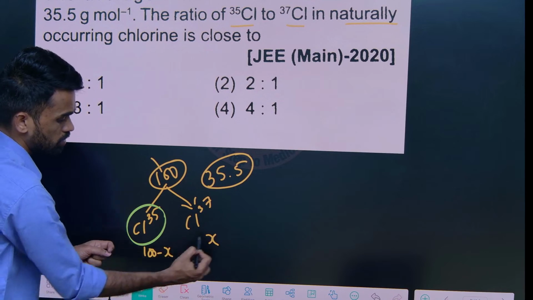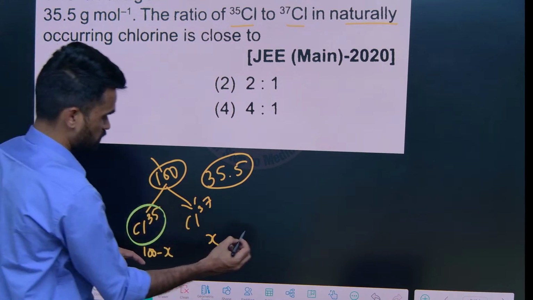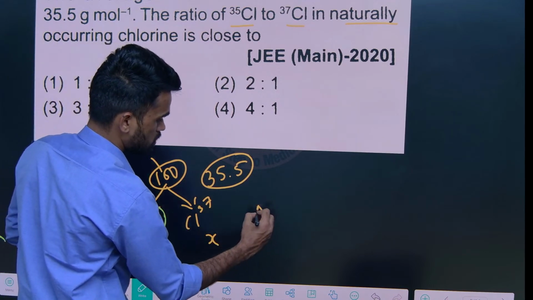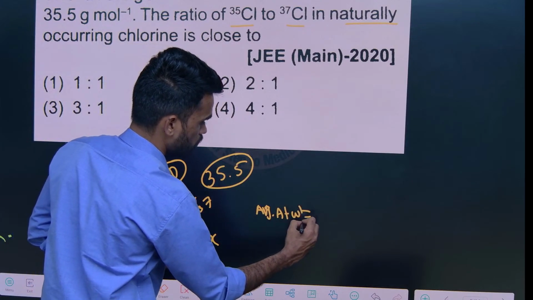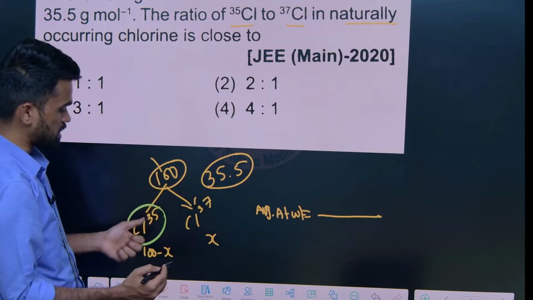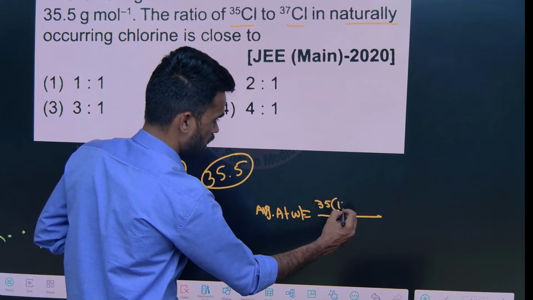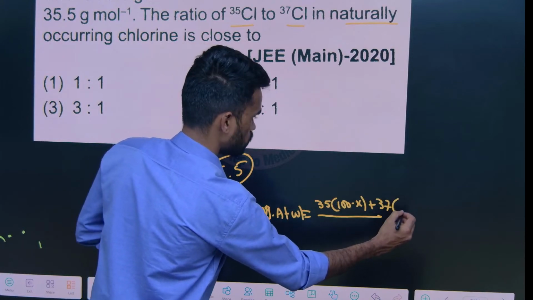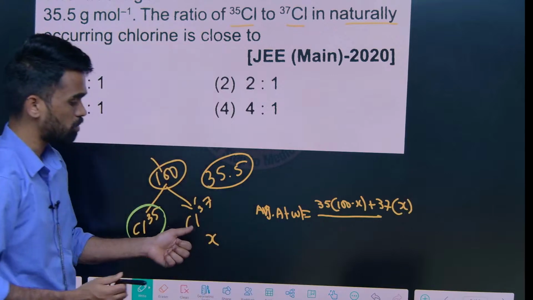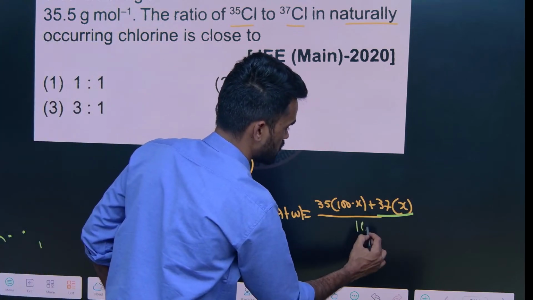So totally, if you sum this total, you are going to get 100%. Okay, it's very simple now. So the average atomic weight is equal to the percentage abundance of this 35Cl. So that is 35 into (100 minus x) plus 37 into x. Why I am taking this: x is the percentage composition, divided by the total abundance, that is 100.